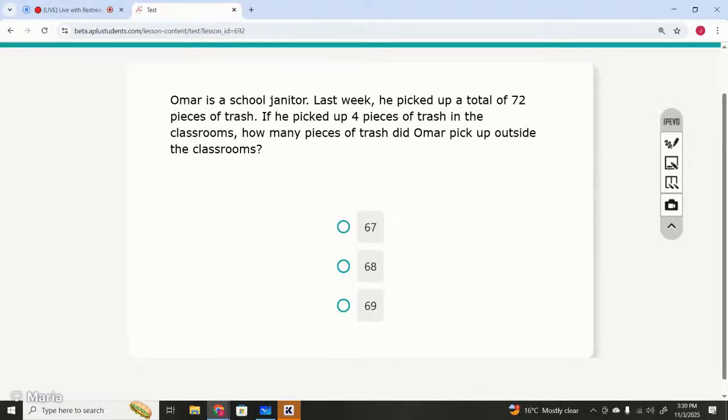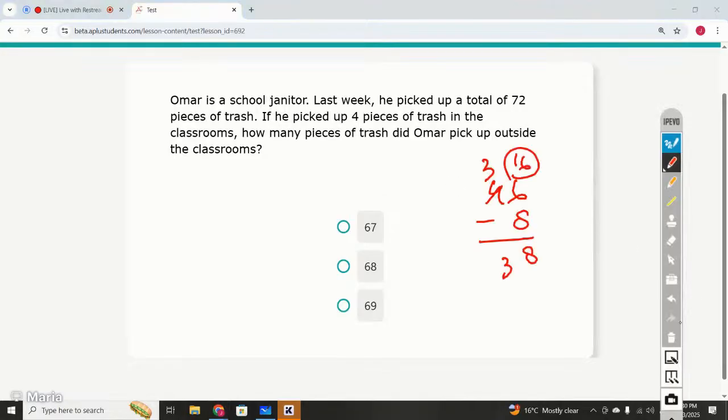Omar is a school janitor. Last week he picked up a total of 72 pieces of trash. If he picked up 4 pieces of trash in the classroom, how many pieces of trash did Omar pick up outside the classroom? 72 take away 4.